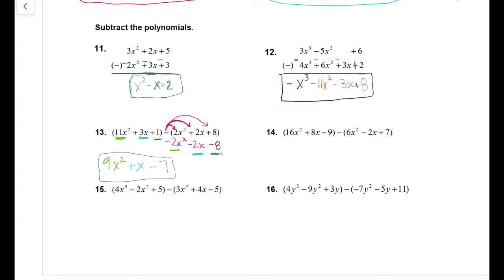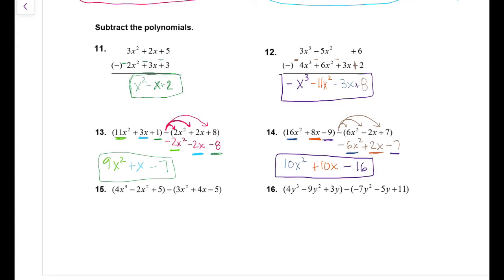On 14, we're subtracting again. We need to make sure that negative goes to each piece of the second half of the polynomial. So negative 6x squared, that negative times a negative is a positive 2x, and negative times a positive is a minus 7. So we have 16x squared minus 6x squared gives us 10x squared. 8x plus 2x gives us 10x. And negative 9 minus 7 gives us negative 16.